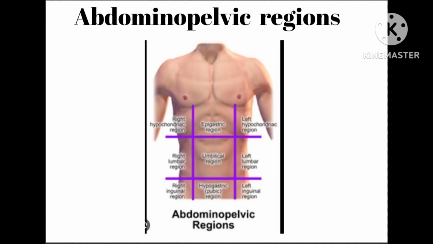Next, we will discuss abdominopelvic regions. The 9 regions are smaller than the 4 abdominopelvic quadrants and include the right hypochondriac, right lumbar, right iliac, epigastric, umbilical, hypogastric or pubic, left hypochondriac, left lumbar and left iliac divisions. The perineum is sometimes considered to be a 10th division.